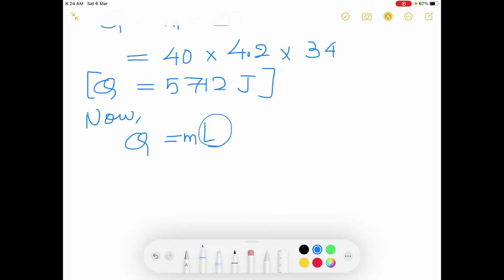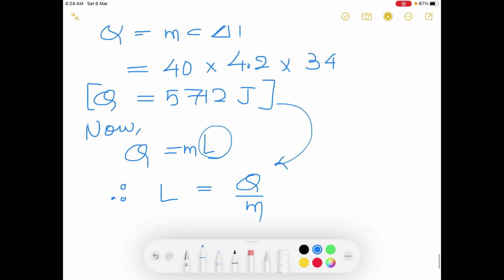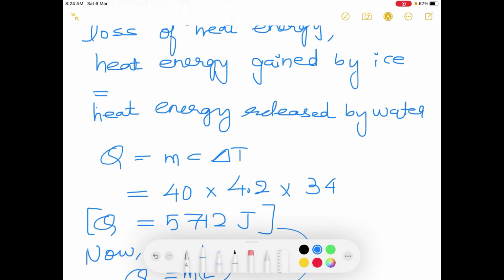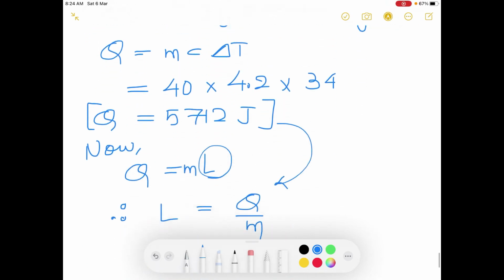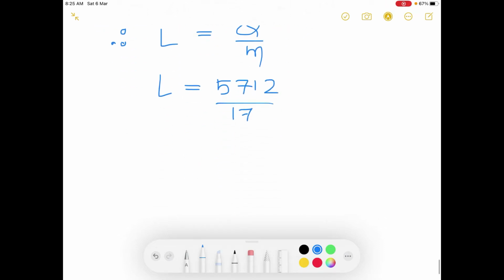We need L, specific latent heat capacity. Therefore L will be equal to Q divided by M. Q's value will remain the same. Why? Because, as stated here, the heat energy gained by ice will be equal to the heat energy released by water. So whatever heat energy water released, 5712 joule, that will be the same for the ice. So L equals 5712 divided by mass given, which is 17, so that will be equal to 336 joule per gram.